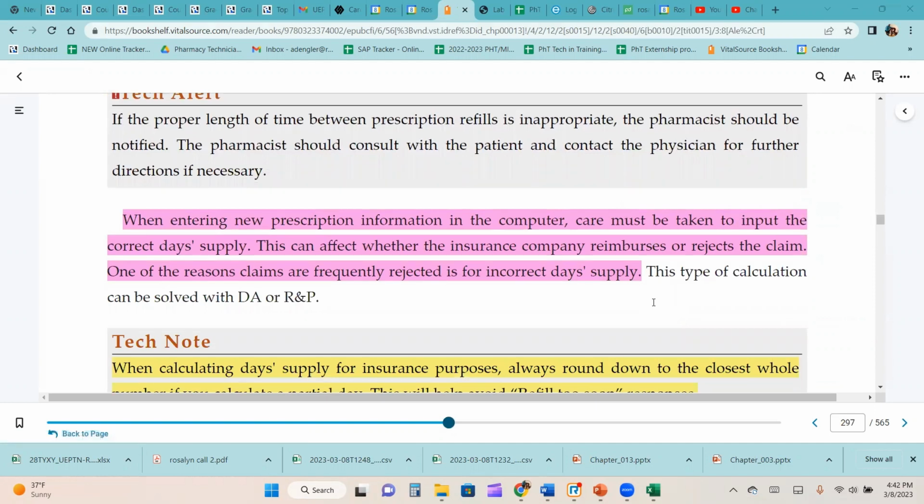When entering new prescription information in the computer, care must be taken to input the correct day supply. This can affect whether the insurance company reimburses or rejects the claim. One of the reasons claims are frequently rejected is for incorrect day supply. This type of calculation can be solved with DA or ratio and proportion.